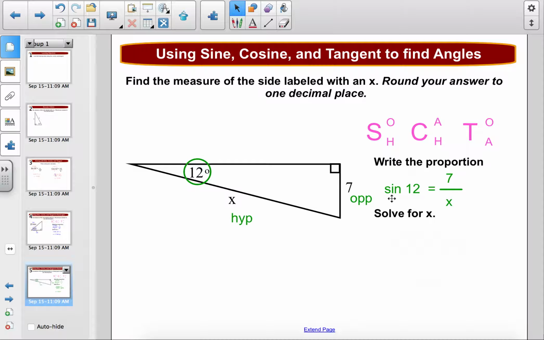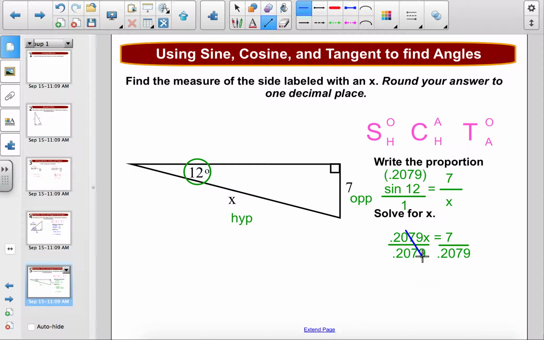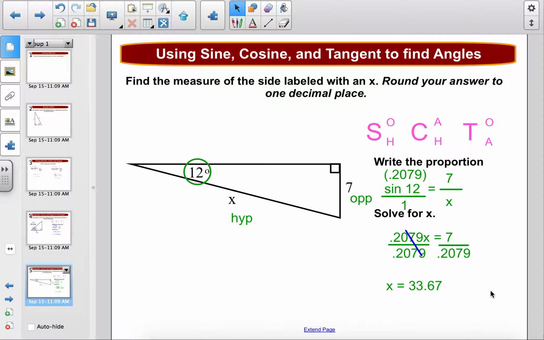In your calculator, go ahead and type sine of 12. I got 0.2079. I'm going to put this over 1, and I'm going to cross multiply. So I'm going to go 0.2079 times x equals 7 times 1. Well, to get x alone, I have this 0.2079 here. I've got to move it to the other side. The opposite of multiplication is division. So divide both sides by that 0.2079 because these cancel, and I'm left with x equals whatever that is. So in your calculator, you're going to type 7 divided by 0.2079. And I got 33.67.